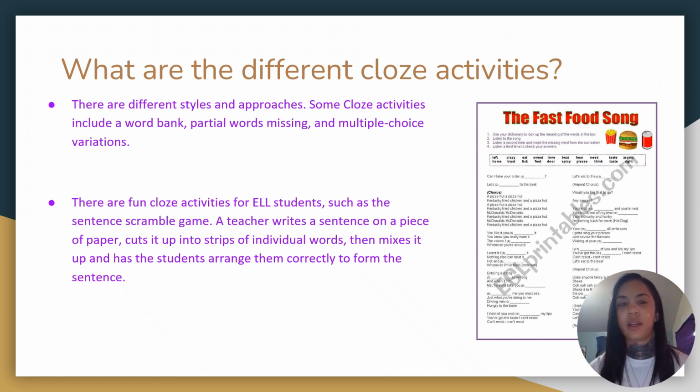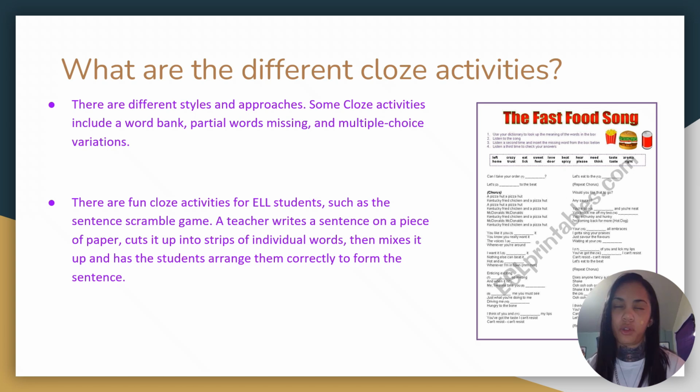What are the different types of cloze activities? There are different styles and approaches, depending on which level you're reading at. For beginners, it would be a word bank, where there would be a passage, and on the side a group of words that plug into the sentence, or there are partial words missing. It would have a sentence and either the whole word is missing, or there's the beginning letter and then the rest of the word is missing.